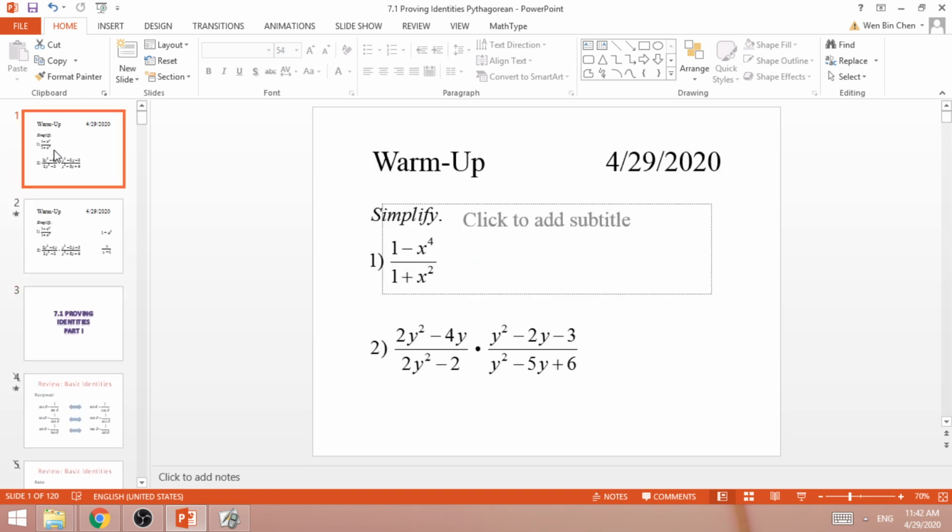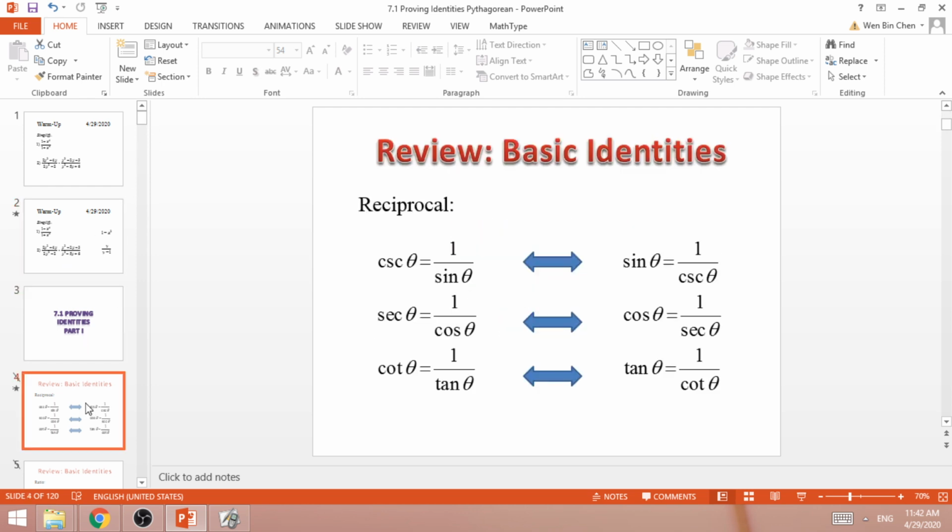If you want to try some of the warm-up problems, here are the ones like simplifying rational functions. Once you factor it out, cross-cancel or reduce, you'll end up with something like this. So now part 1. Here are the basic identities that you need to recognize.